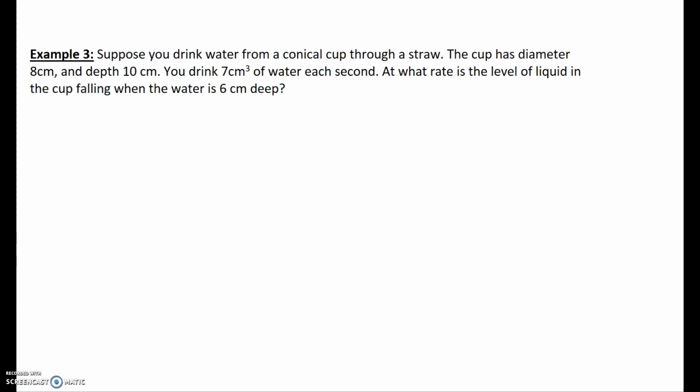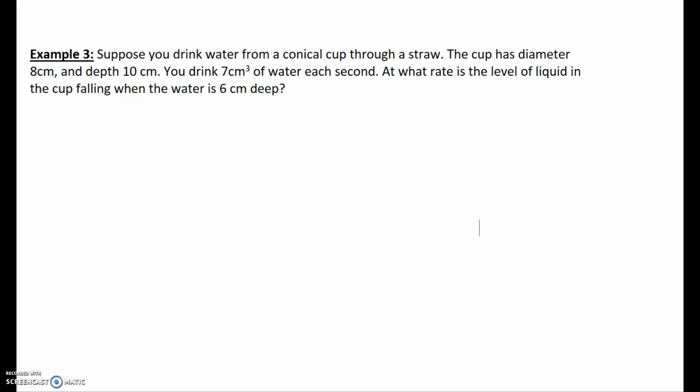Suppose you drink water from a conical cup through a straw. The cup has diameter 8 centimeters, depth 10 centimeters. You drink 7 cubic centimeters of water each second. That cubic centimeters tells you that we're in the realm of volume again. At what rate is the level of liquid in the cup falling when the water is 6 centimeters deep?